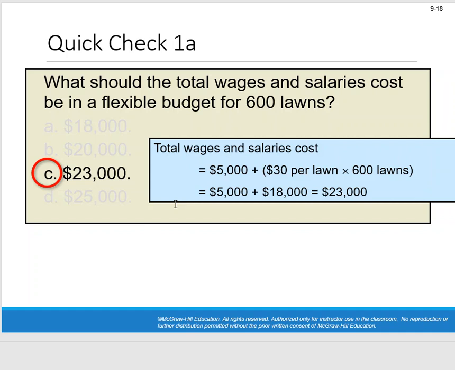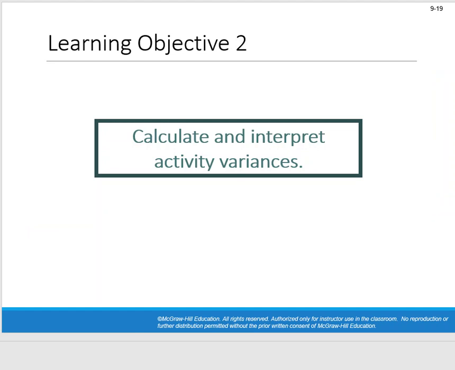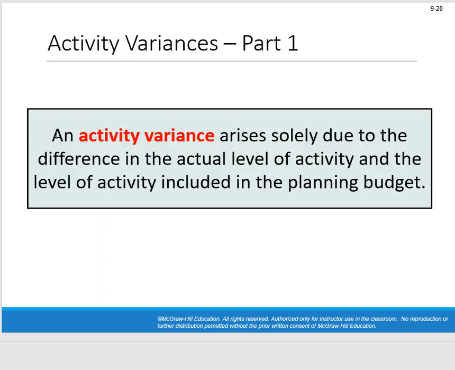So for our flexible budget, once we have those revenue and cost formulas, we should be able to quickly recompute our flexible budget at any level of activity, within the relevant range, of course. So then we need to take a better look at our variances. We need to understand why our variances are happening. Is it because of a change in the level of activity, or is it because we've done a great or a poor job managing our costs? So an activity variance arises solely due to the difference in the actual level of activity and the level of activity from the planning budget.